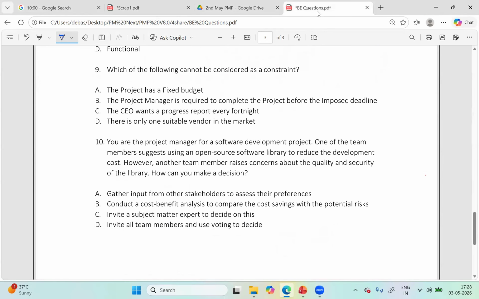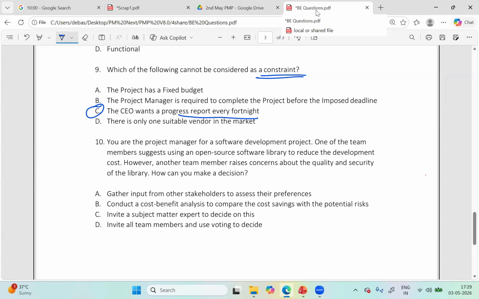Number 9 then. 9 is a very easy question, which is not a constraint. You understand what's a constraint? Constraint is any limitation, any restriction. So I would go with C. C is what? CEO wants a progress report every fortnight. That's just a communication need. That's not a restriction or a limitation. But all others, A, B, D, they are classic examples of constraints.